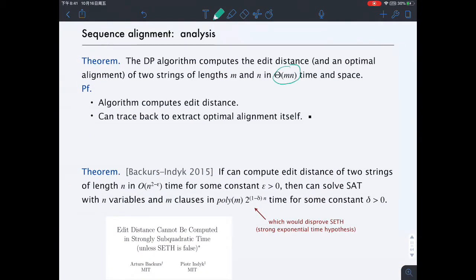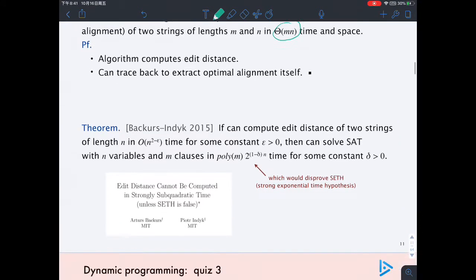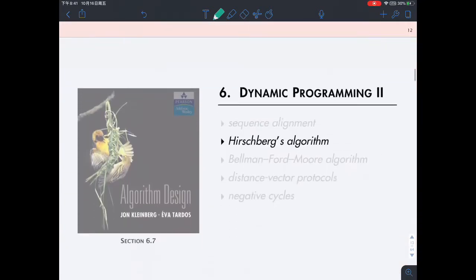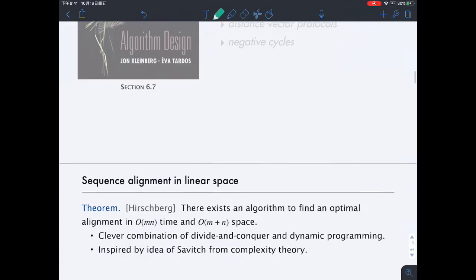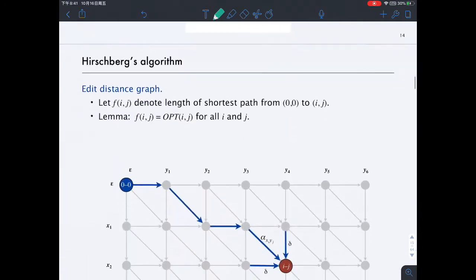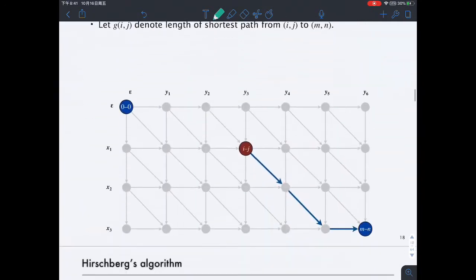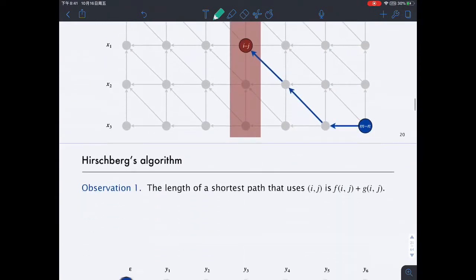Right. So the result is pretty straightforward, right? Basically the running time and the space complexity are both on the order of m times n. Right. So we will just skip this algorithm and we will directly move to the Bellman-Ford algorithm.